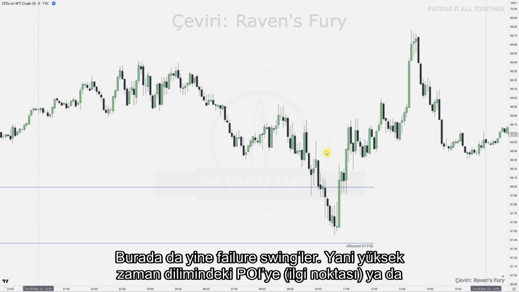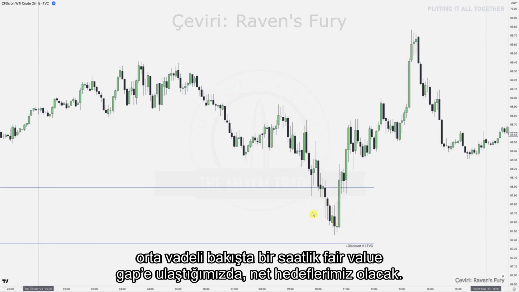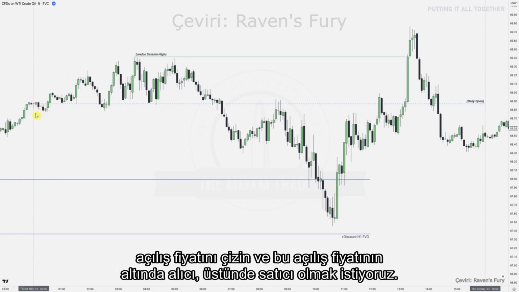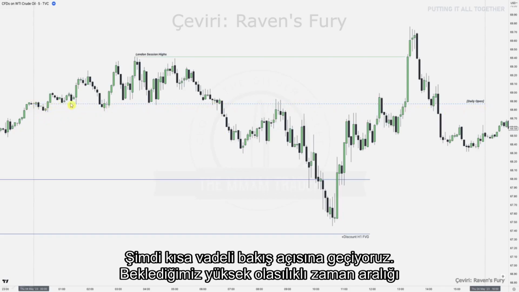more failure swings over here, more failure swings over here. So once we hit that higher time frame POI, or from our intermediate term perspective, right, that 1 hour fair value gap, then we have some clear targets where we can trade into, right? So London session highs is our drawn liquidity for this chart. Draw out your New York midnight opening price as always, right? And we want to be a buyer below this opening price, and we want to be a seller above it.